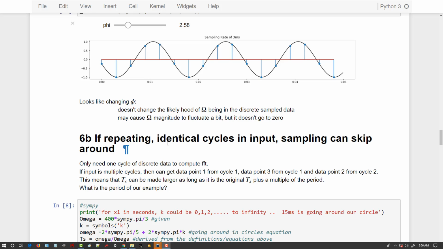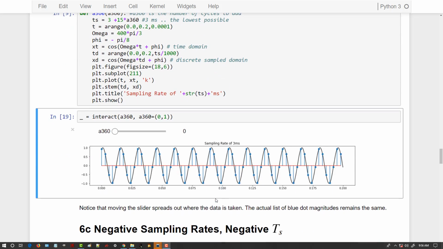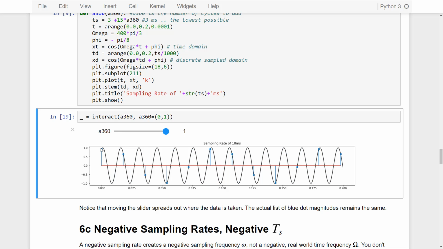If there's many repeating identical cycles in the input, then we can skip around while sampling. This illustrates that. Here I've got a sampling rate of 3 milliseconds, and you can see I have 2 highs and 3 lows. And if I switch to 18 milliseconds sampling, I get the exact same data. So the blue dots represent numbers in a column in a spreadsheet, and we're getting the exact same numbers as we get right here, but we've got a sampling rate of 18 milliseconds. So we can dig information out of data that wasn't sampled fast enough.